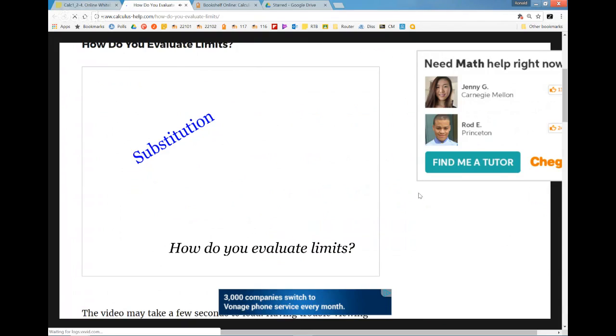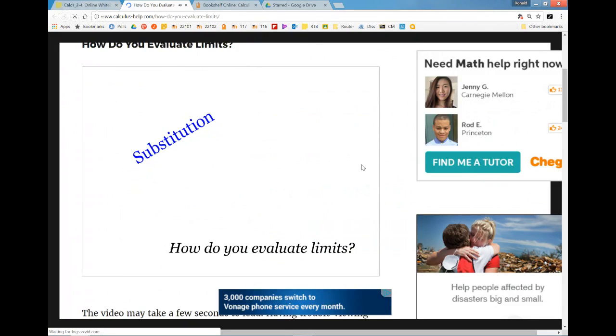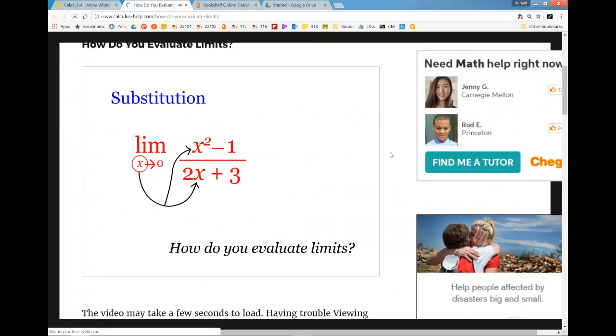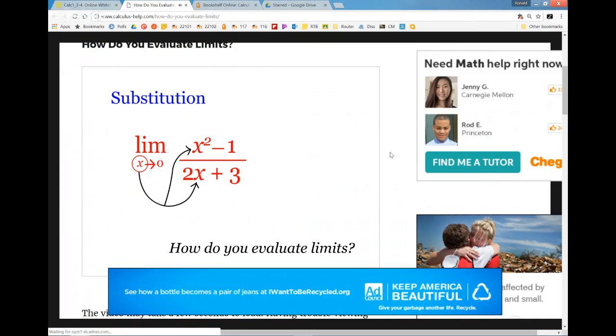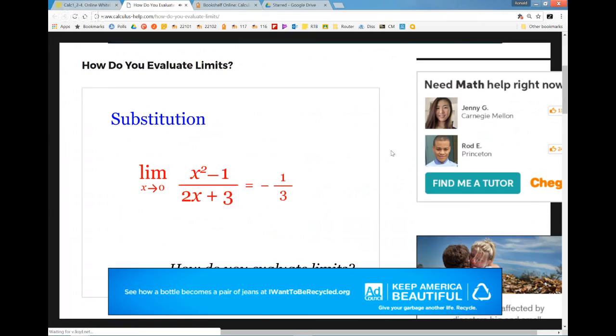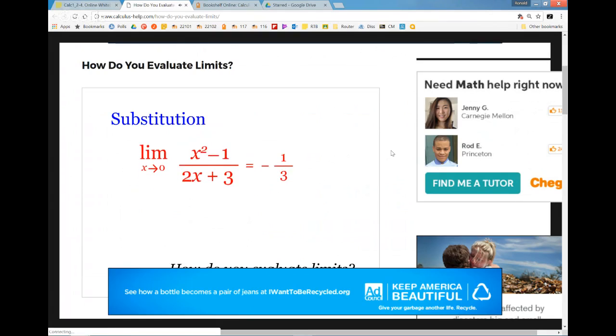We'll take an example. Here's one. The limit as x approaches 0 of the fraction x squared minus 1 divided by the quantity 2x plus 3. In order to evaluate this limit, all you've got to do is plug in 0 everywhere you see an x. So put in 0 in the numerator and in the denominator, and we end up getting negative 1 divided by 3. So our limit is negative 1/3. It's as easy as that.